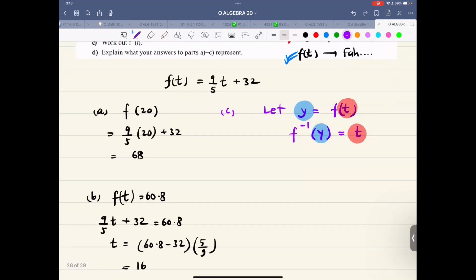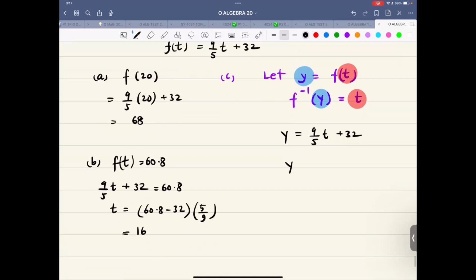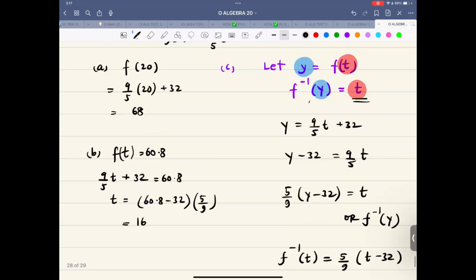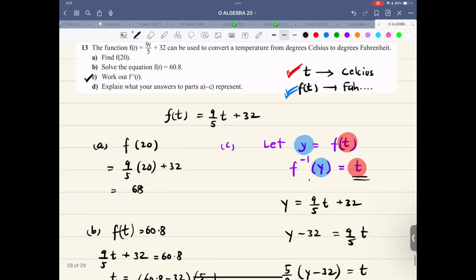So let's work it out. Let me use a black marker. Y is equal to 9 over 5t plus 32. Y minus 32 is 9 over 5t. Therefore, 5 over 9 bracket y minus 32 is equal to t. But what is t? F inverse of y. So this is the same thing as f inverse of y, but we are writing in terms of t. F inverse of t is equal to 5 over 9 into t minus 32. That is the expression for the inverse. Part C is also done.